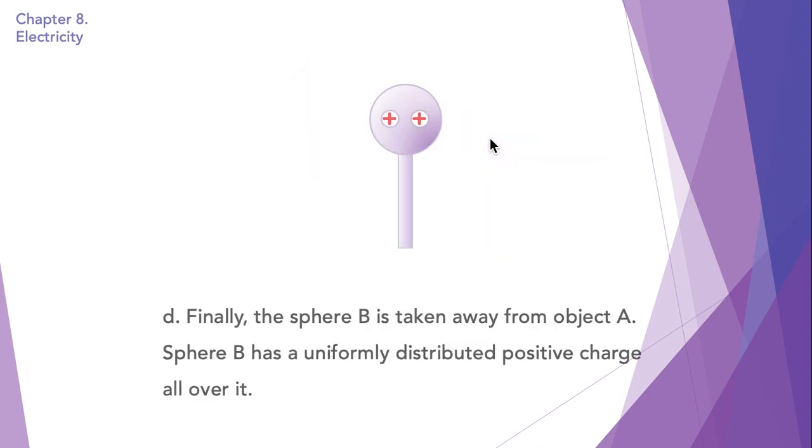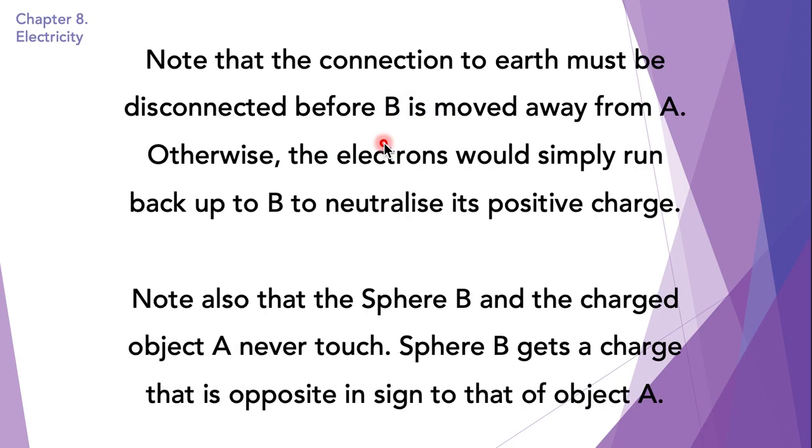So finally, sphere B is taken away from object A, and sphere B has a uniformly distributed positive charge all over it. We have to note that the connection to Earth must be disconnected before B is moved away from A. Otherwise, the electrons would simply run back up to B to neutralize its positive charge.